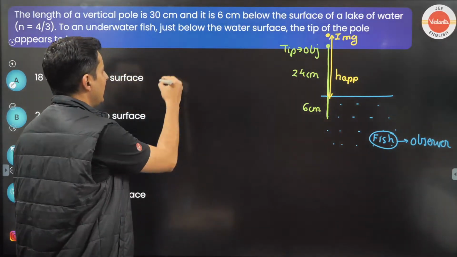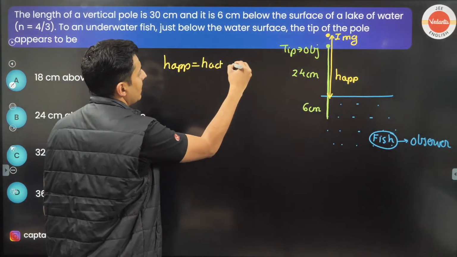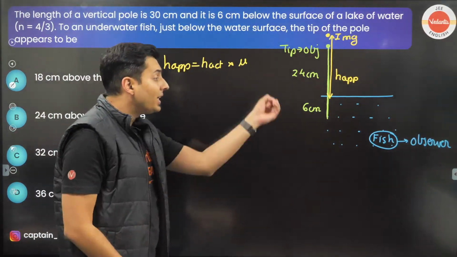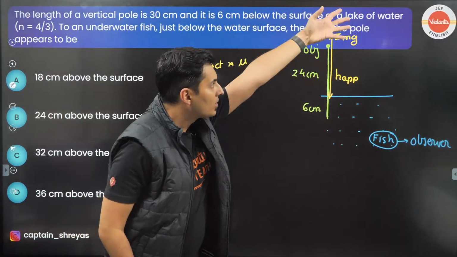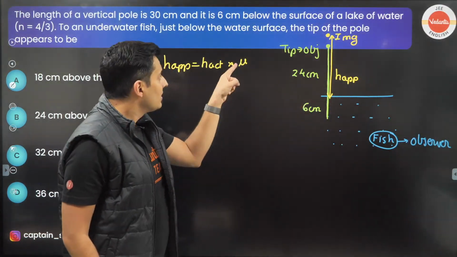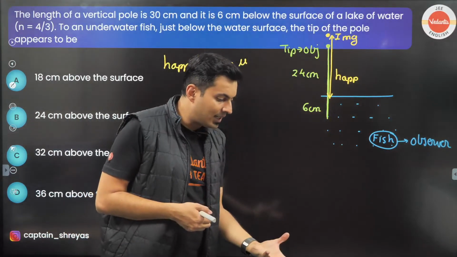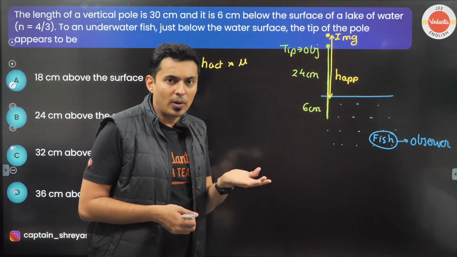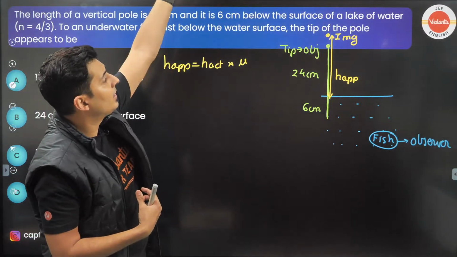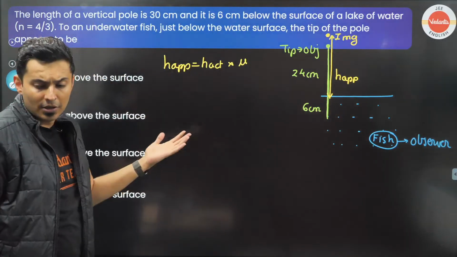This apparent height is actual height multiplied by mu, because you are in the denser medium. If you are outside here and you look at an object here, then it will appear closer, so you will divide it by mu. So when you are in the rare medium looking at something dense, it will appear to be shallower. If you are in the dense medium looking at a rare medium, like in this case, it will appear farther. Is that making sense, my dear students?